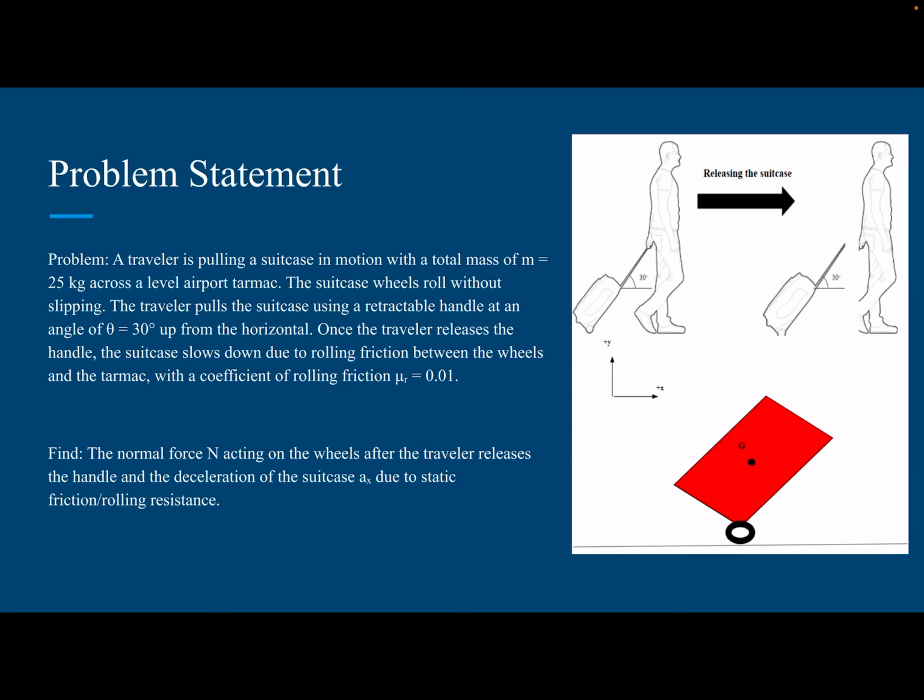The traveler pulls the suitcase using a retractable handle at an angle of 30 degrees up from the horizontal. Once the traveler releases the handle, the suitcase slows down due to rolling friction between the wheels and the tarmac, with a coefficient of rolling friction of mu equals 0.01. In this problem statement, we'll find the normal force acting on the wheels after the traveler releases the handle and the deceleration of the suitcase a_x due to static friction or the rolling resistance.